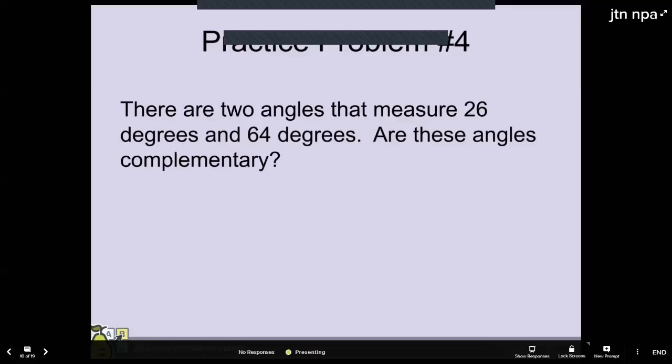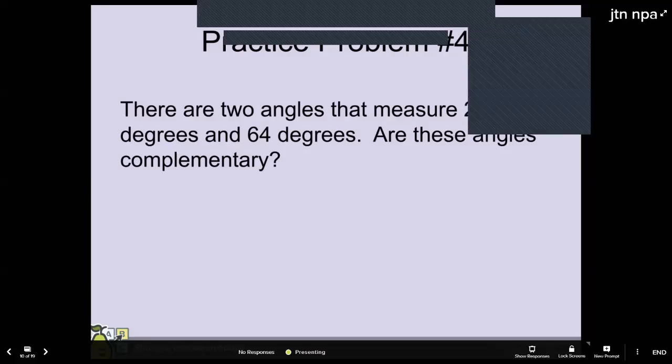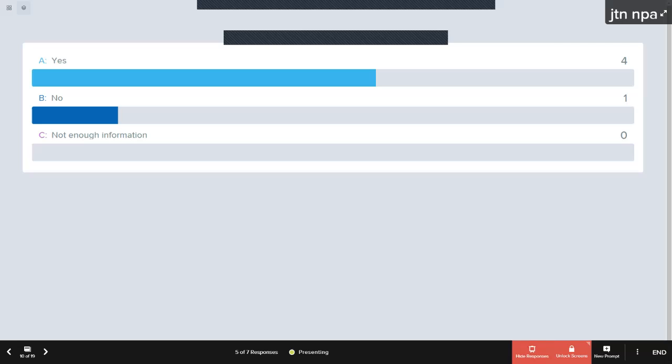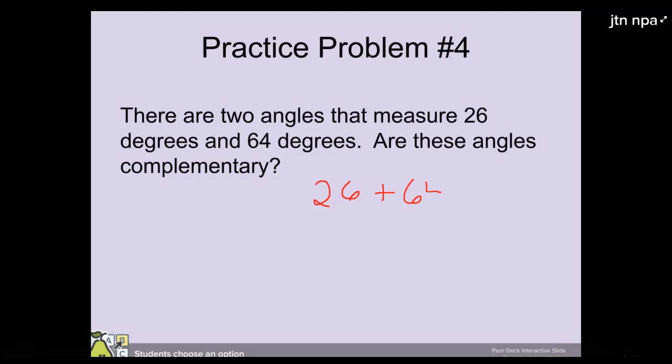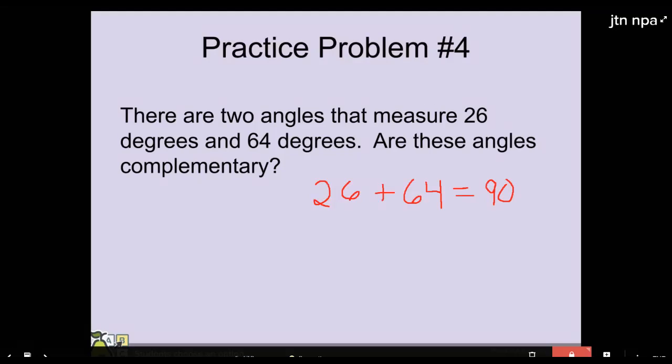All right, let's try one more of these. There are two angles that measure 26 degrees and 64 degrees. Are these angles complementary? All right, so our general consensus on this is yes, and that is correct. If we took these two angles, 26 degrees plus 64 degrees, and we added them up, you get, drum roll, 90 degrees. So yes, that would be complementary, because that is what complementary means.